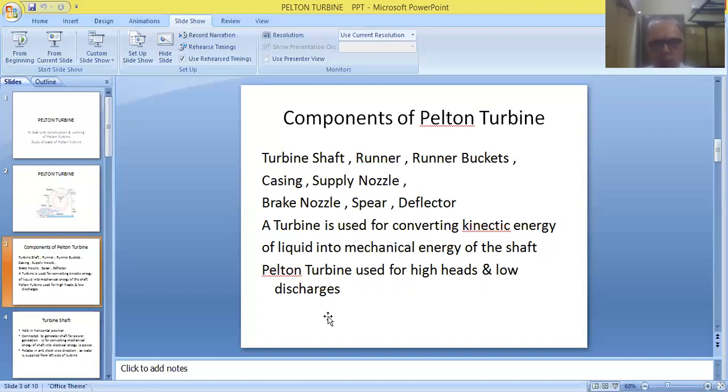And as discussed earlier, it is used for high heads and low discharges. That means it will be taking maximum amount of energy present in the liquid. So therefore it's called a high head turbine. And that's why it will be taking less quantity of water. So it is also called a low discharge turbine.